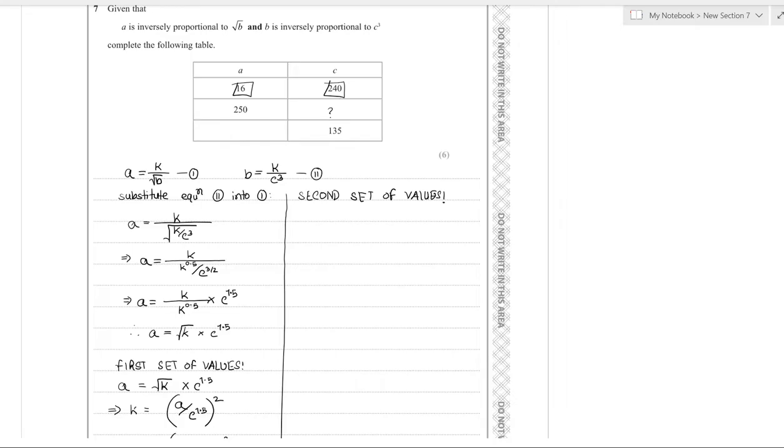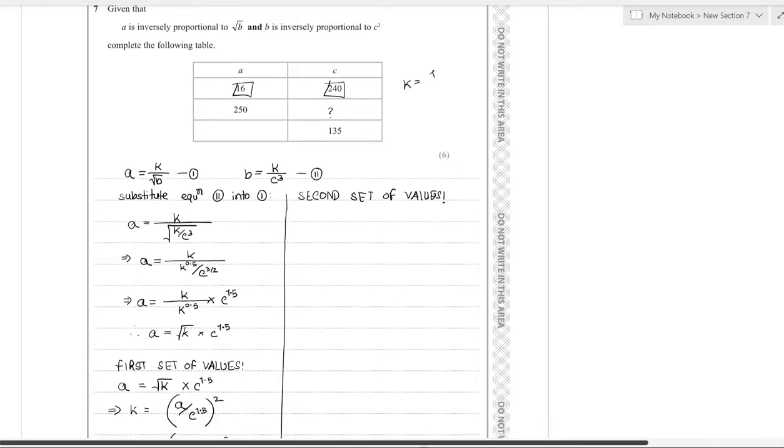For the second set of values, the value for a is 250 and the value for c is unknown. The value for k that we calculated in the first part, that is 1 over 54,000, is going to be same for all the sets of values. First set of values, second set of values, and third set of values. So for the second set of values, we need to calculate the value for c. The equation that we found out was a equals root k into c power 1.5.